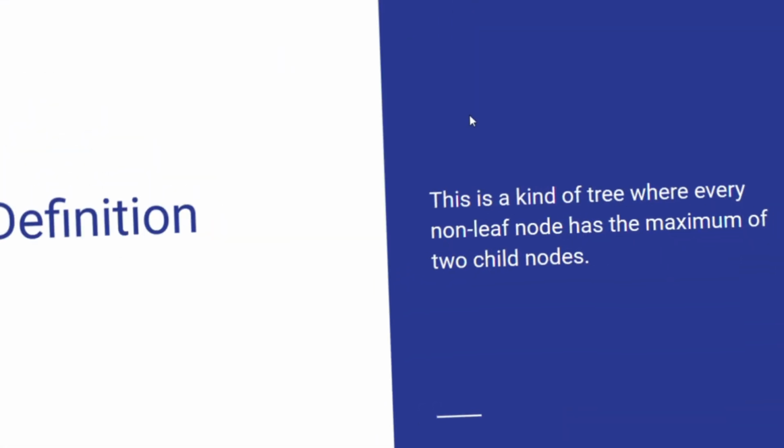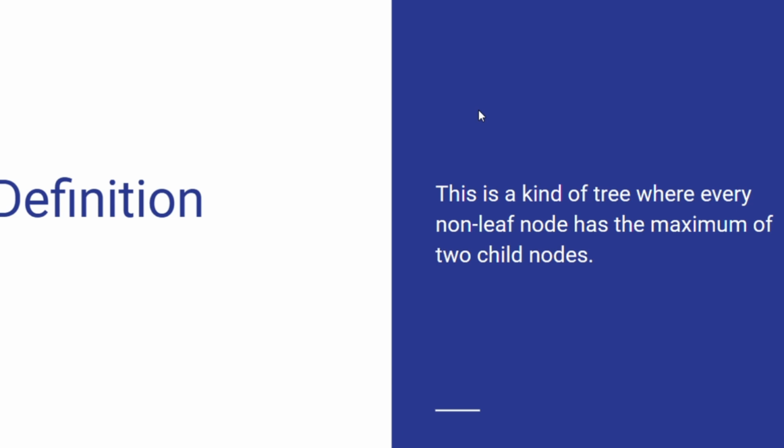So the binary tree is a kind of tree where every non-leaf node has a maximum of two child nodes. That's simply the definition of a binary tree. As the name suggests, binary means two, so it has a maximum of two child nodes. That's every non-leaf node. A non-leaf node is a node with children nodes.